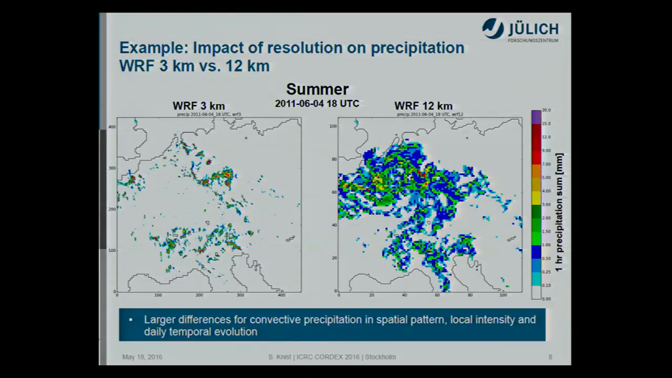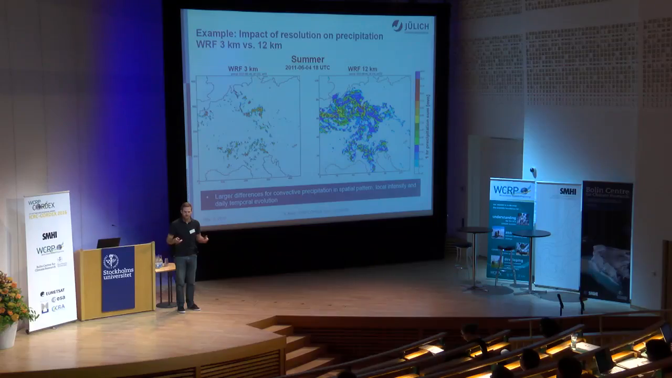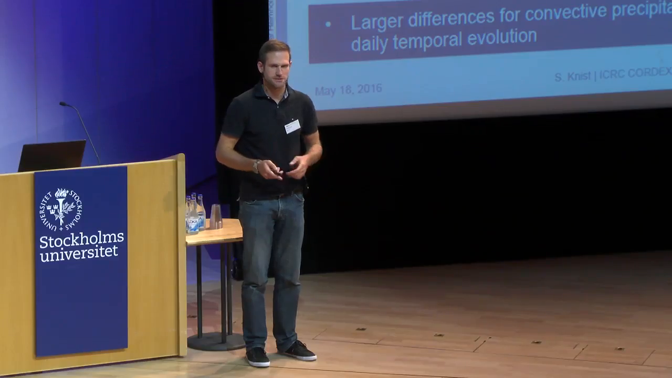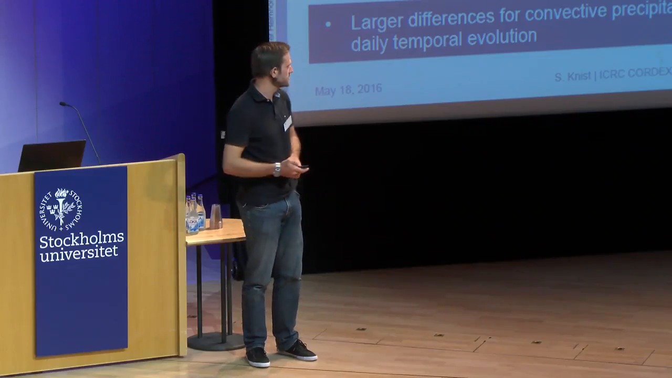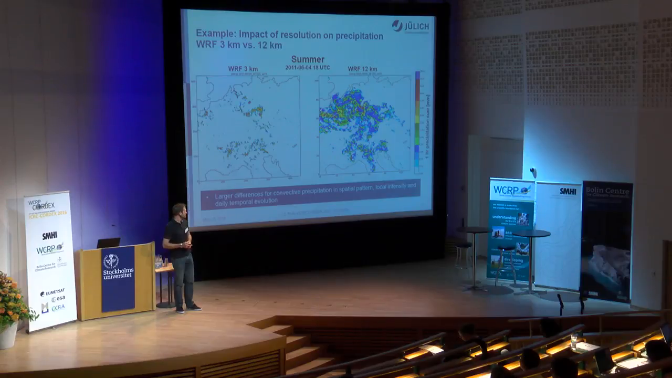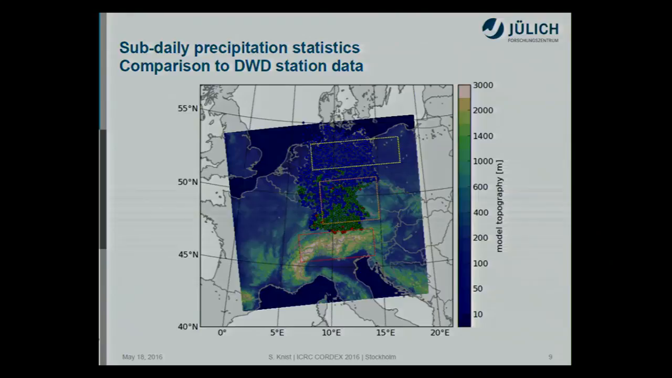So these were just examples of single events, but with almost a decade of simulated time, we have the opportunity to look at the overall precipitation statistics on a sub-daily basis. So we also compare based on hourly values, and as observational reference, we use the rain gauge measurement station data from the German weather service.